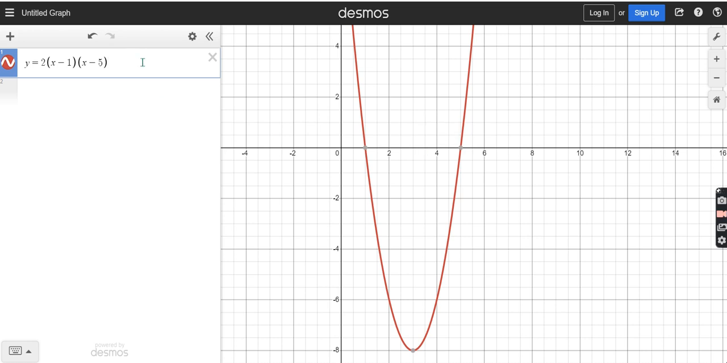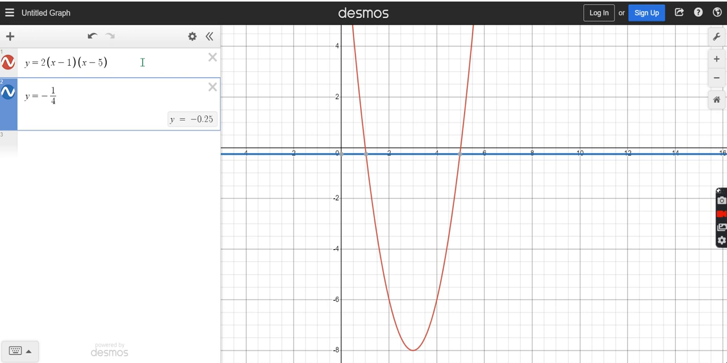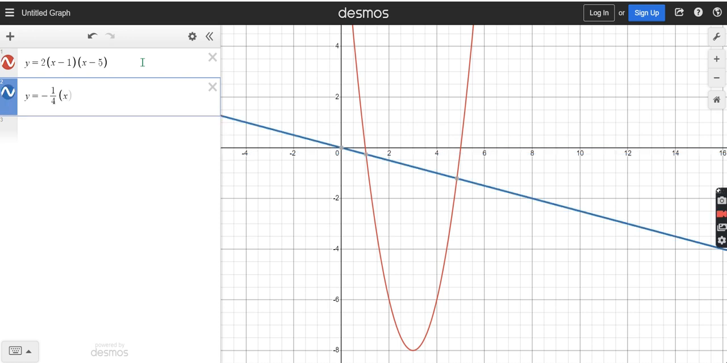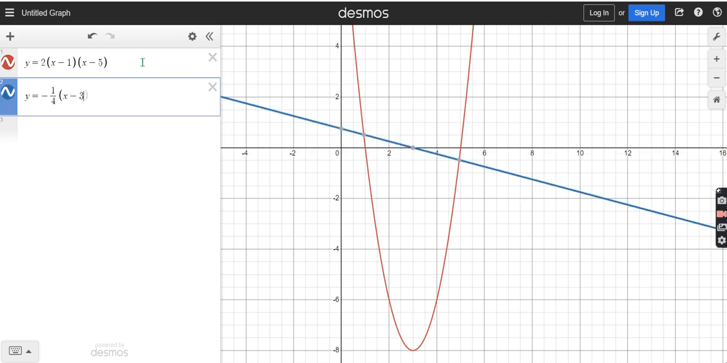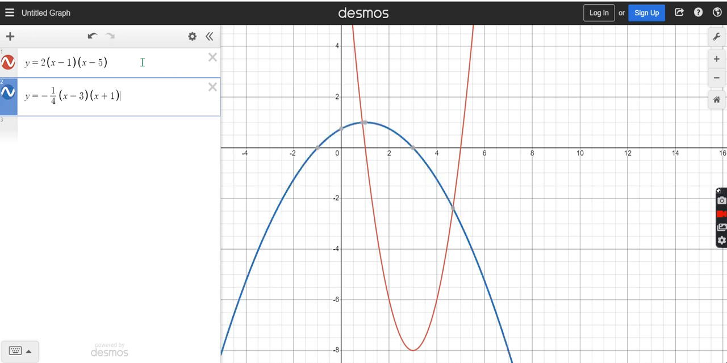I'm also going to do another one. I'll make the a negative this time. Okay, and maybe I'll even make it a fraction. Okay, 1/4. All right, and I'm going to put inside x minus 3. And then maybe I'll put an x plus something. And what do you think it means if I put an x plus a number? Let's go x plus 1. So let's look at this parabola very closely.